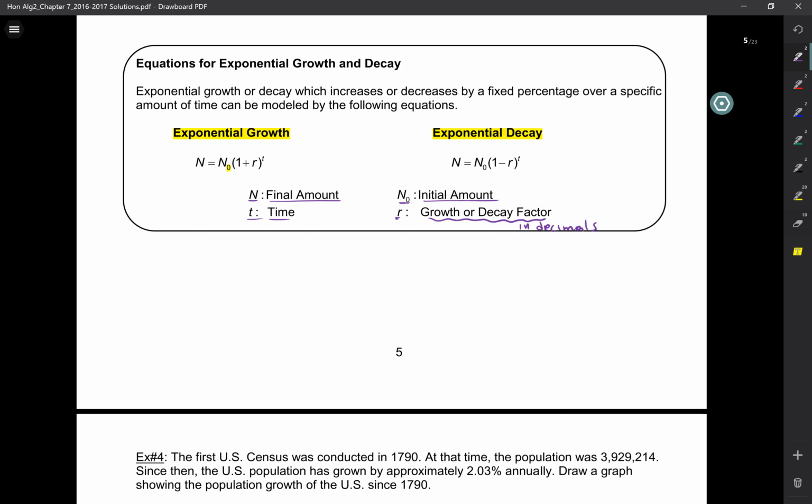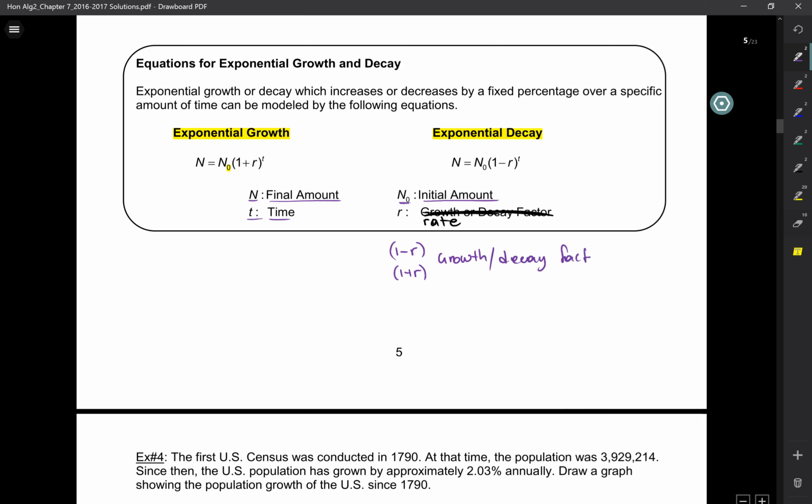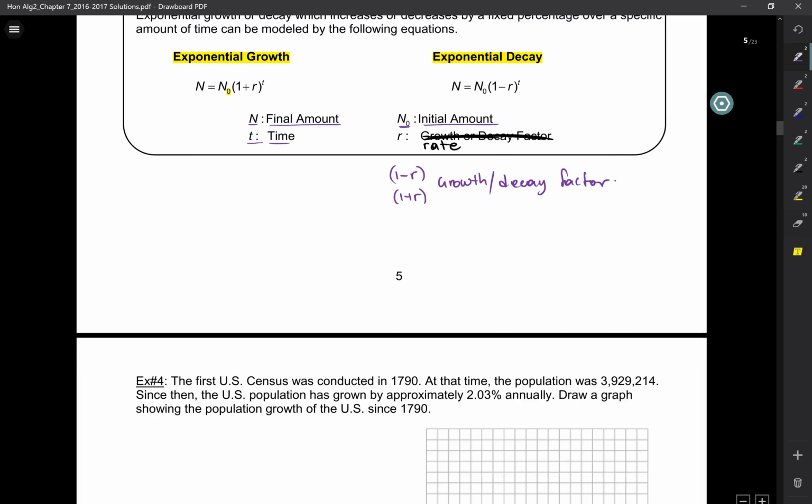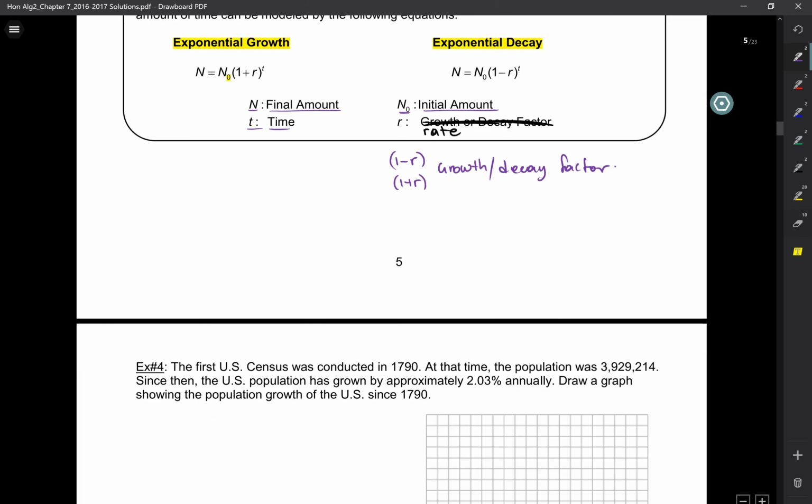Actually, you know what? No, that's wrong. I don't know where that came from, but R is not that. I have to check if that's how they say it in the book, because if they do, it's wrong. R is the rate. Okay? 1 minus R or 1 plus R is the growth or decay factor. The minus is decay. The plus is growth.